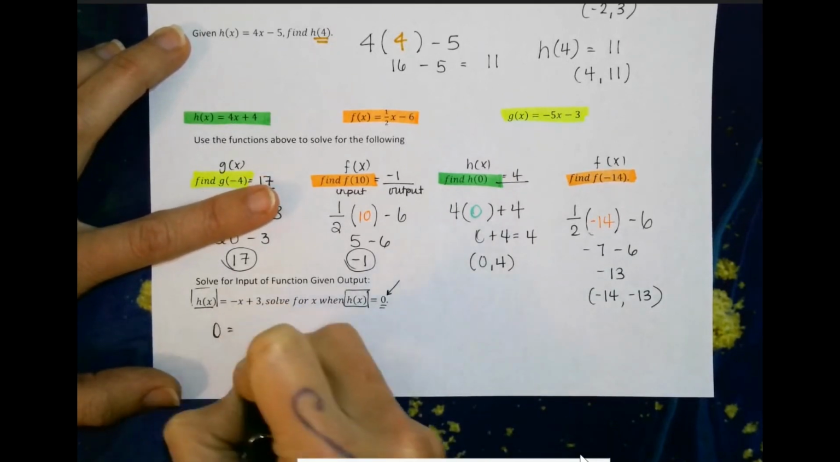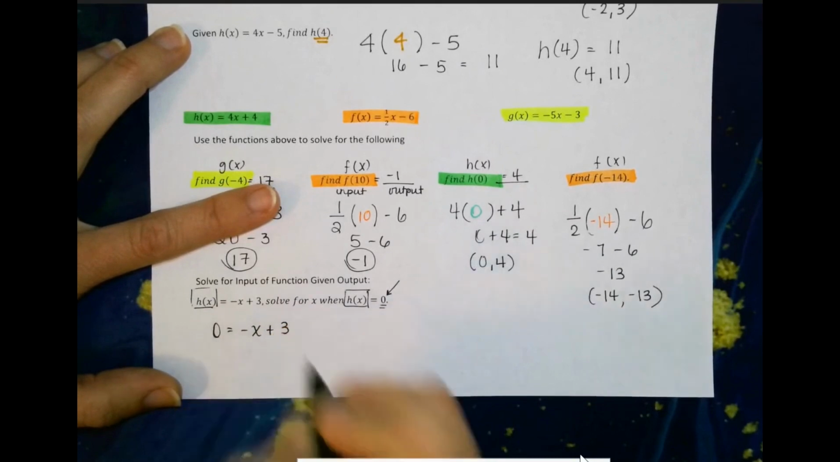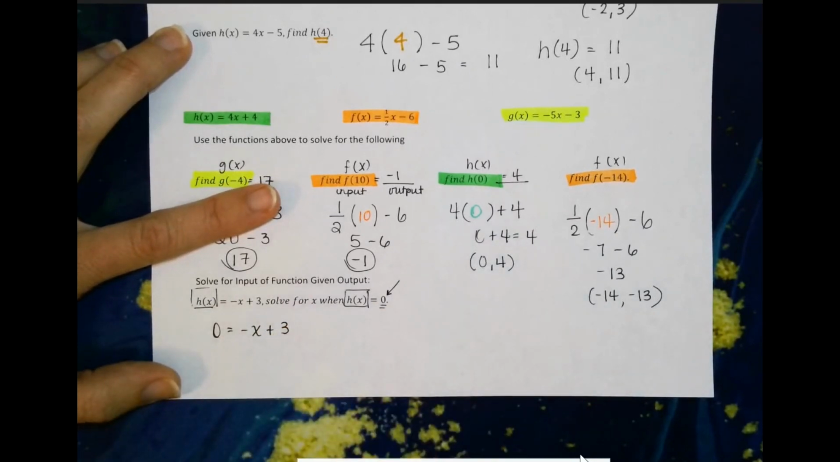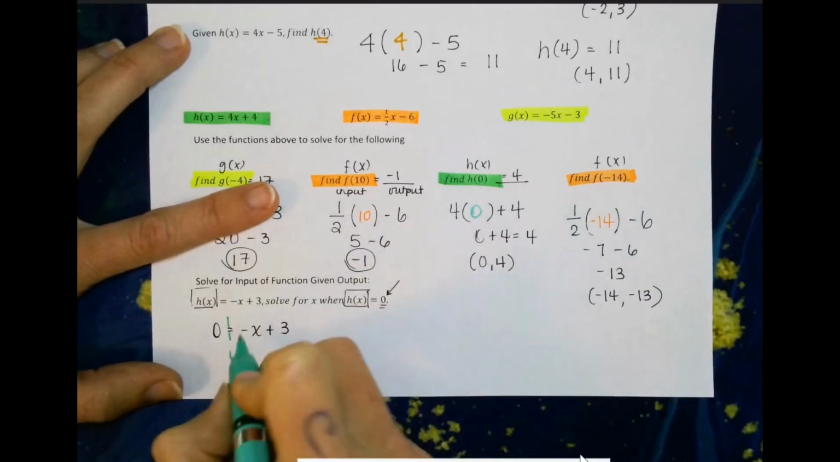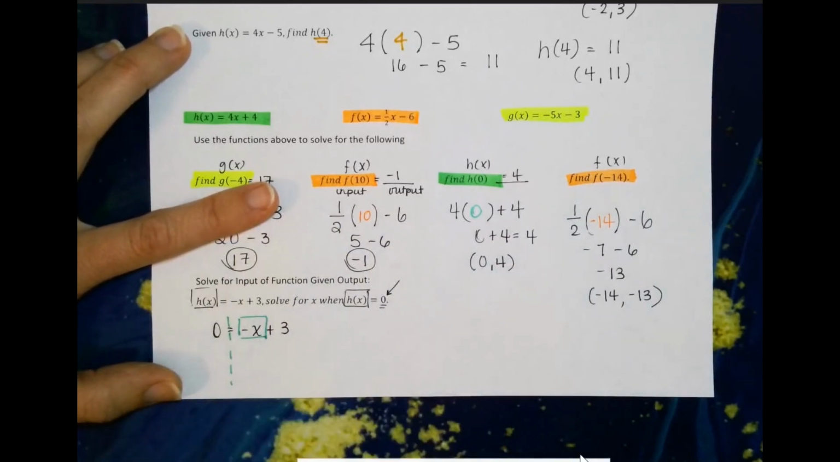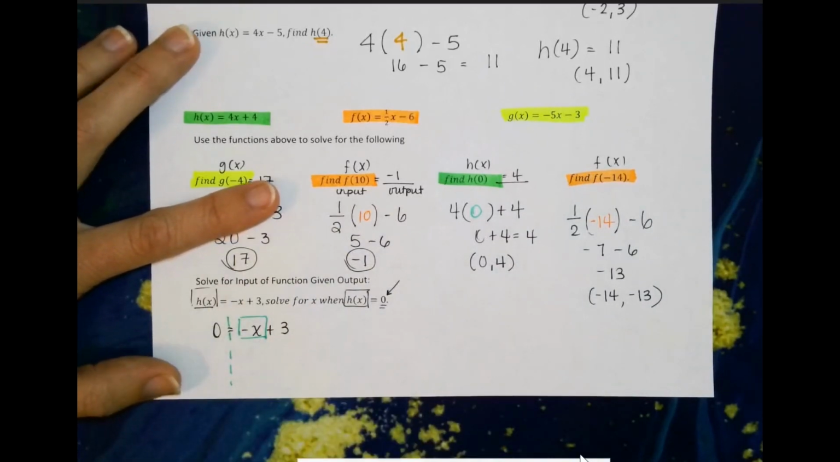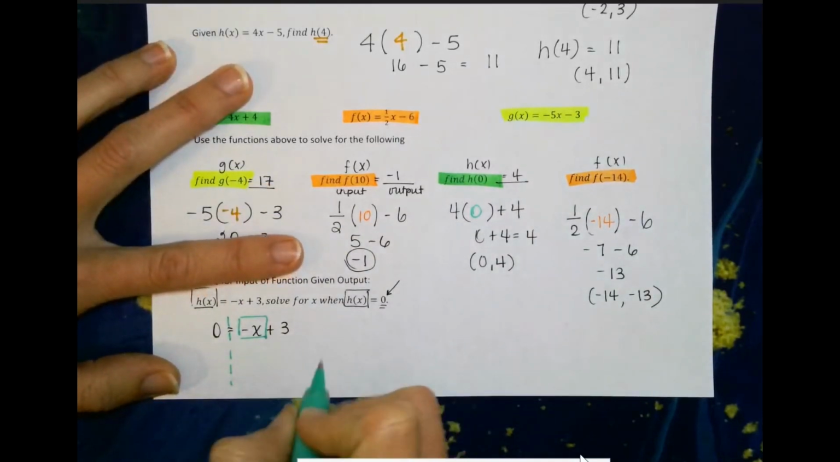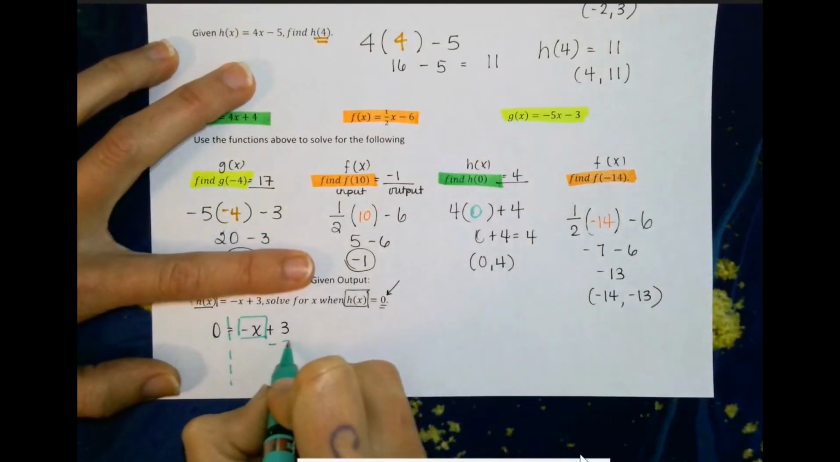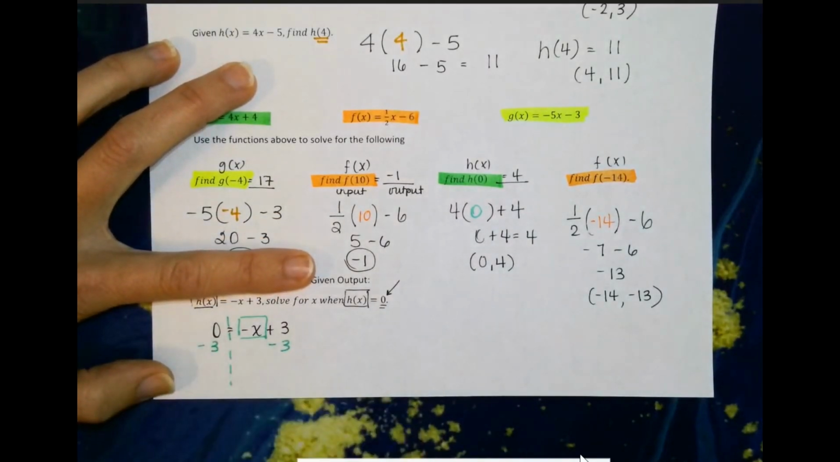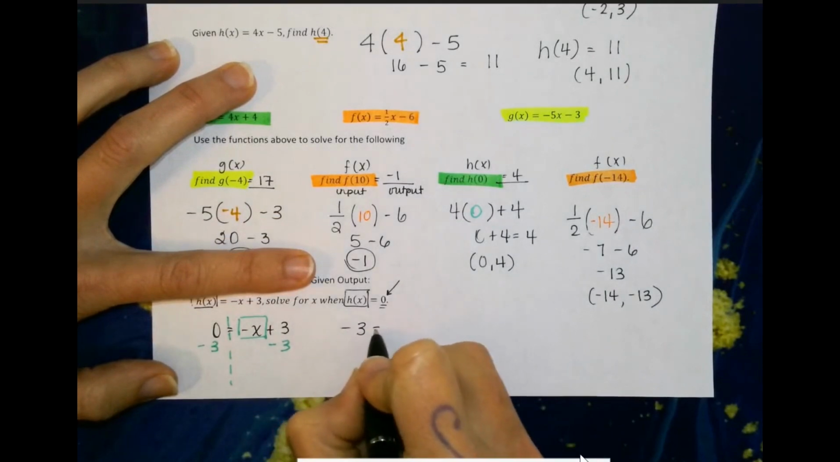So 0 equals a negative x plus 3. This goes back to the lovely solving equations. Gotta do a little work now. All right, we're going to isolate our x. What are we going to move first? Yeah, we're going to get rid of that positive 3. And what's the inverse of adding 3? Yeah, so we're going to subtract 3 from both sides.